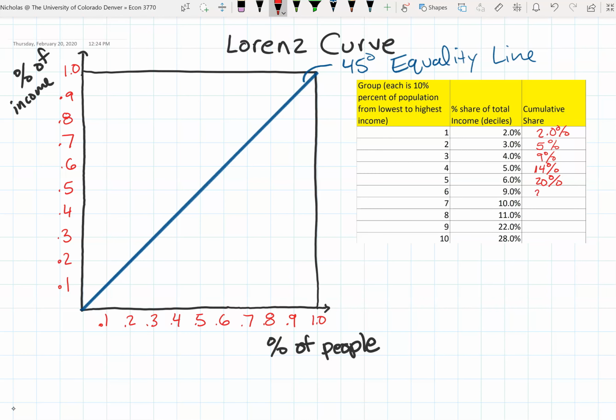And then we keep on going. Now you can kind of see the pattern. So maybe I can stop explaining. Okay. And so at the end, we end up at 100%. All right. So now we've got to go ahead and graph this. And I will graph it.